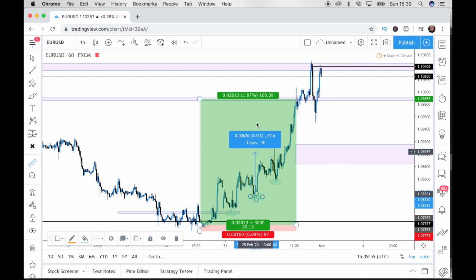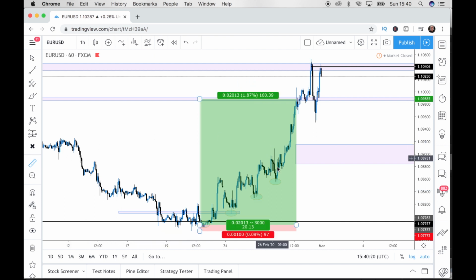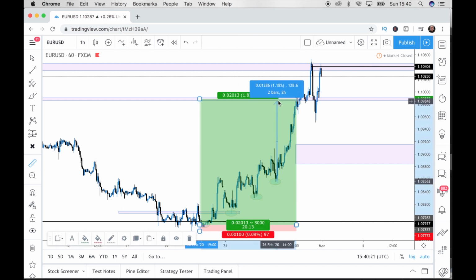From my third position, roughly about to the target, is roughly about 150 pips. So altogether, that is 400 pips there. So from my very last position, from here to roughly here, is roughly about 130 pips. So altogether, that's 530 pips caught altogether on Euro USD.